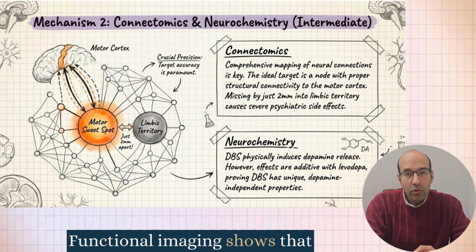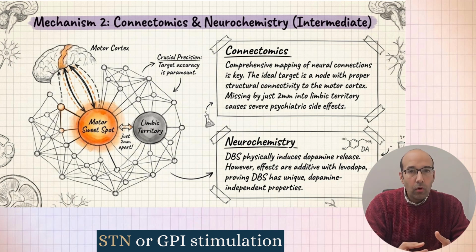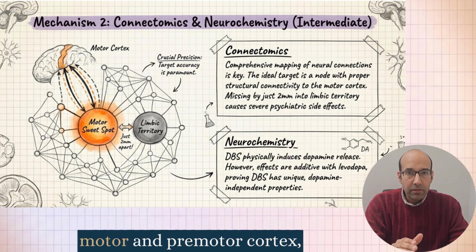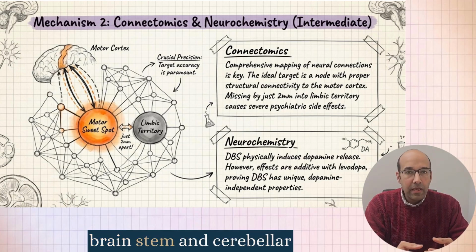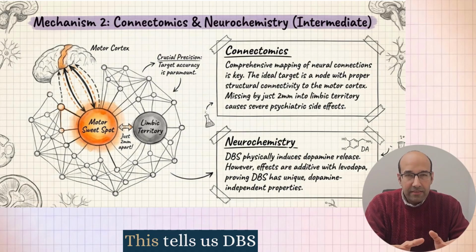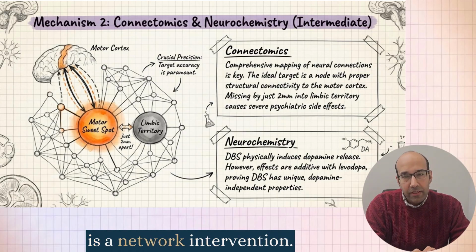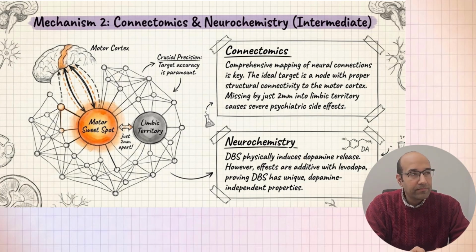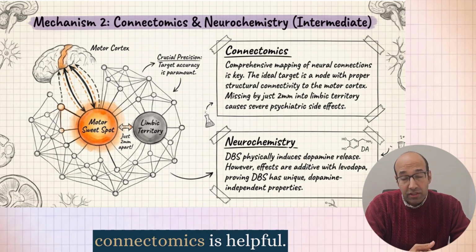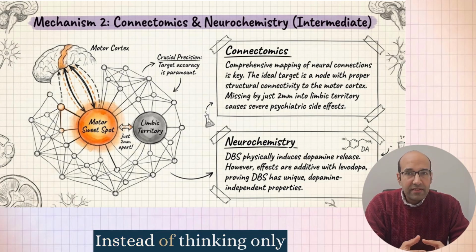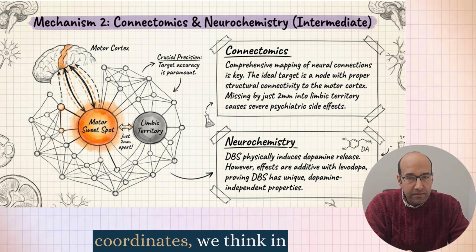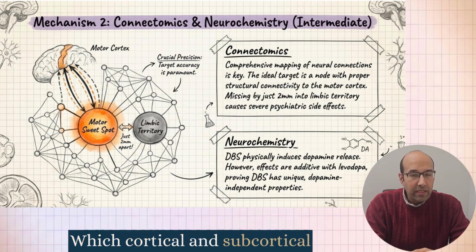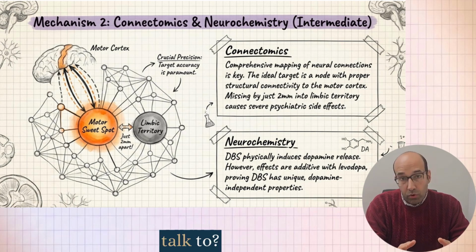Functional imaging shows that STN or GPi stimulation changes activity in thalamus, motor and premotor cortex, brainstem and cerebellar circuits. This tells us DBS is a network intervention. The STN is a gateway, not an isolated node. Here, the idea of connectomics is helpful. Instead of thinking only in XYZ coordinates, we think in terms of connectivity. Which cortical and subcortical areas does this contact talk to?